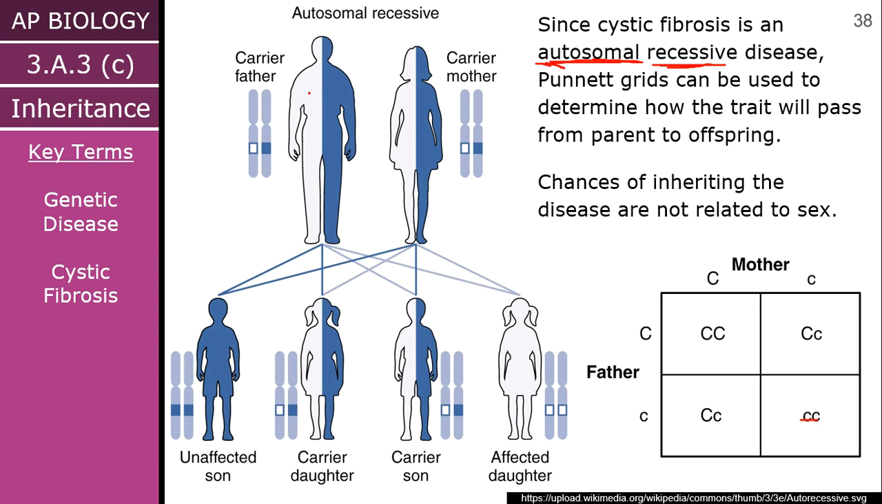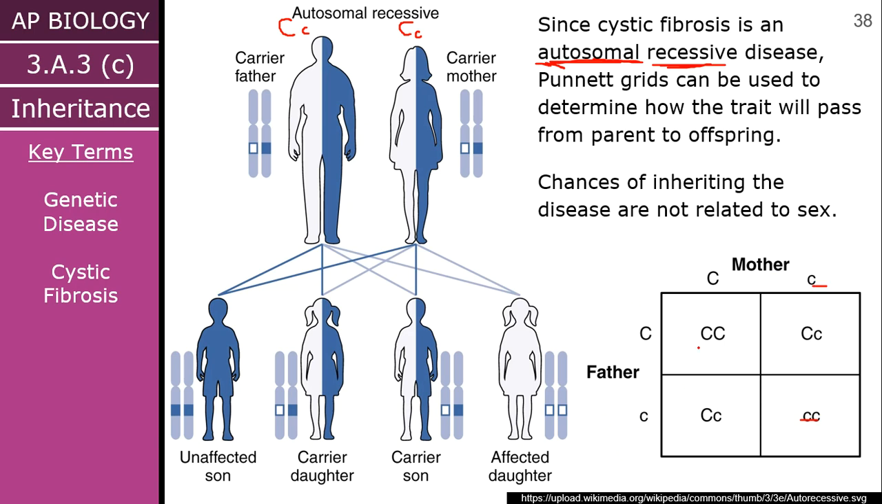Now, if you're a carrier father, carrier basically just means that you have it, but you don't show it. So in this case that is going to be a heterozygote, so capital C, little c. Carrier mother, capital C, little c. So mom can pass a big C, she'll do that half the time, and a little c, she'll do that half the time. Dad can do the same.